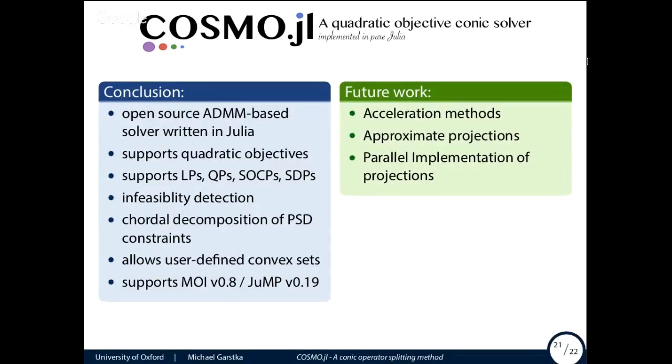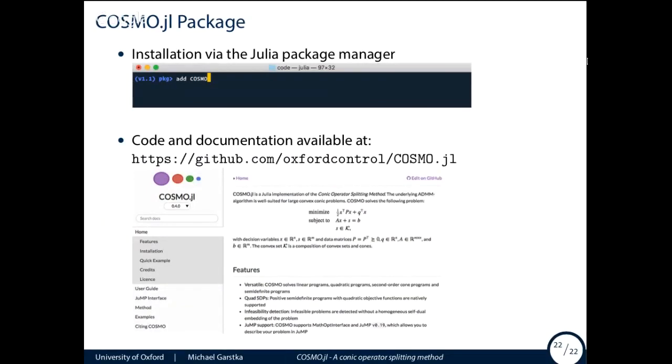Yeah, and some of the future work is trying to accelerate the convergence of the ADMM algorithm. And so if you have a large positive semidefinite constraint, and you can decompose it into, let's say, 140 small ones, ideally you want to project all of them in parallel because they're independent of each other. So you theoretically could project all of them in parallel, which would give you another speed up. Yes. The package is available via the Julia package manager, and all the documentation and code is available online. Yeah, thank you very much.